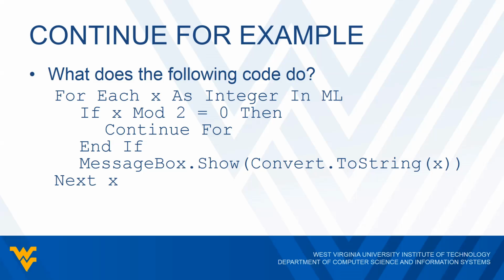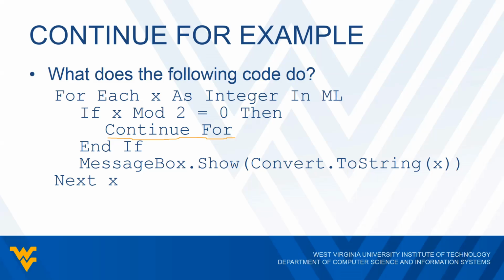If x is an even number, then we have the continue for line right here. So if you remember, what that means is we end the current iteration of that loop, and we're going to move on to the next iteration, which means we're going to look at the next item of the list. So another way to phrase that is, if x is an even number, we skip the rest of the iteration and move on to the next one.